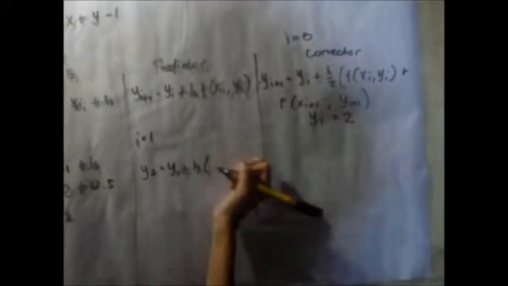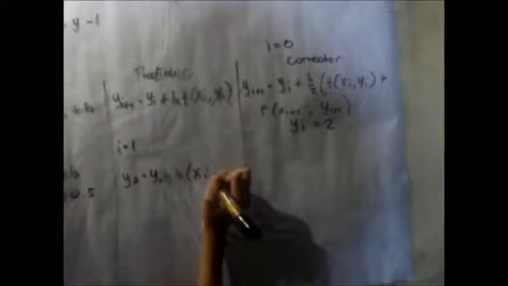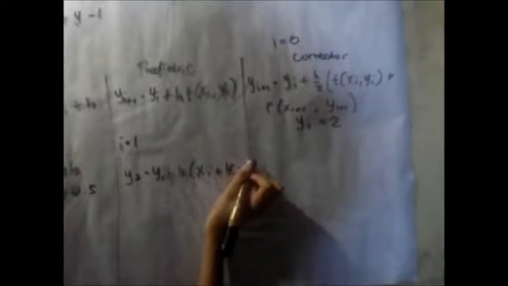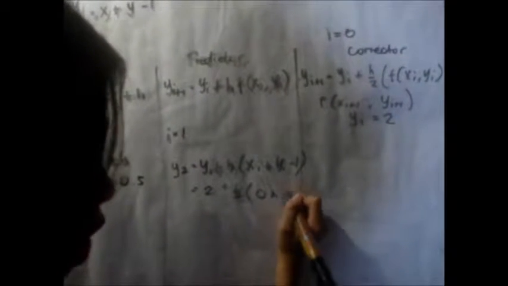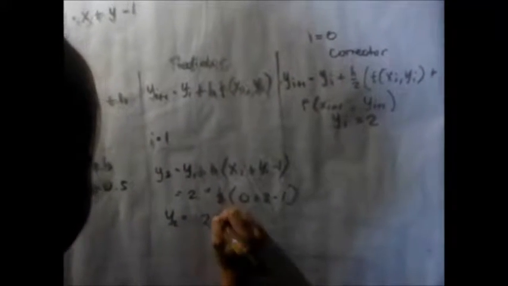So for the y2, when i is 1, we have y sub 1 plus h times x sub i plus y sub i minus 1. So we have 2 plus, the h is 0.5 or 1/2, times the x sub i is 0 plus 2 minus 1. So we have y2 of 2.75.